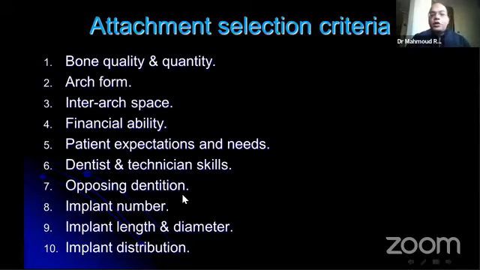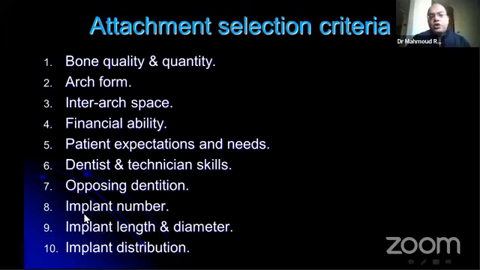Opposing dentition is also very important. If the opposing dentition is natural teeth or zirconia crowns or porcelain crowns, you will have a high magnitude of occlusal forces, so you may use a very resilient attachment here to counteract or give a cushion for the high magnitude of forces that are falling from the opposing occlusion.